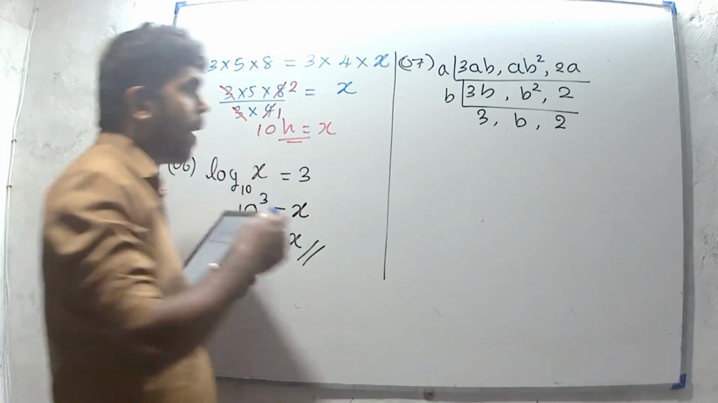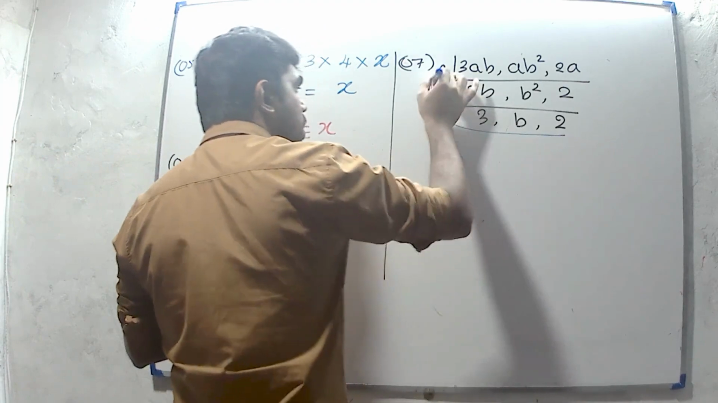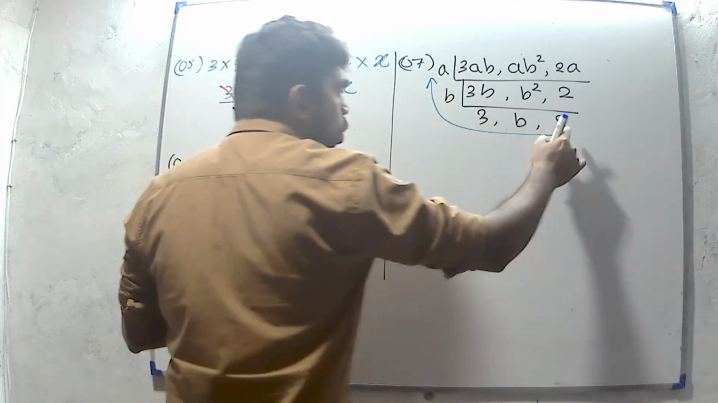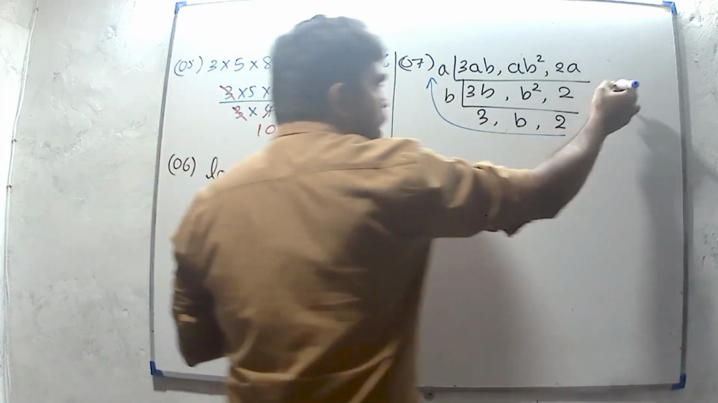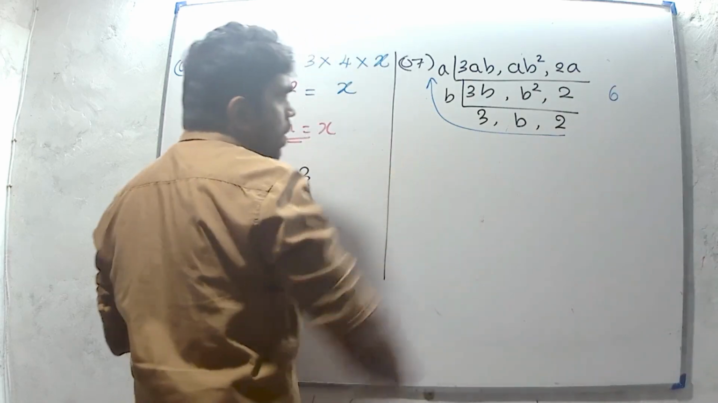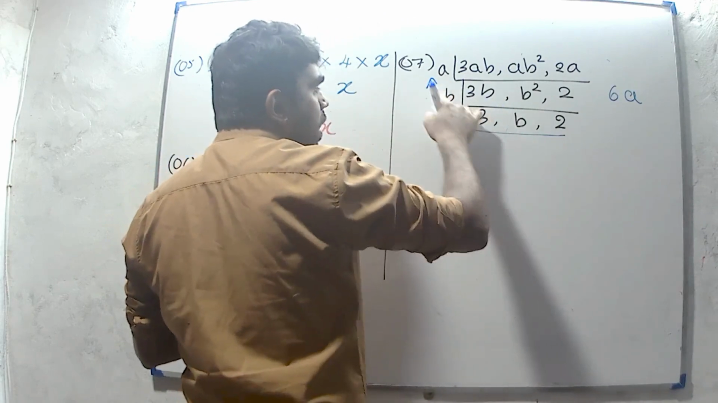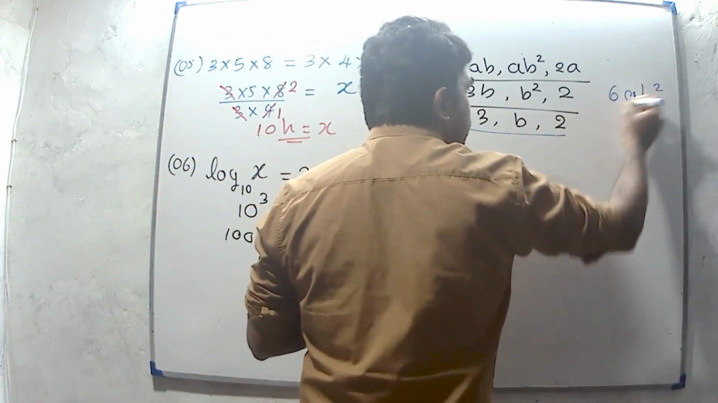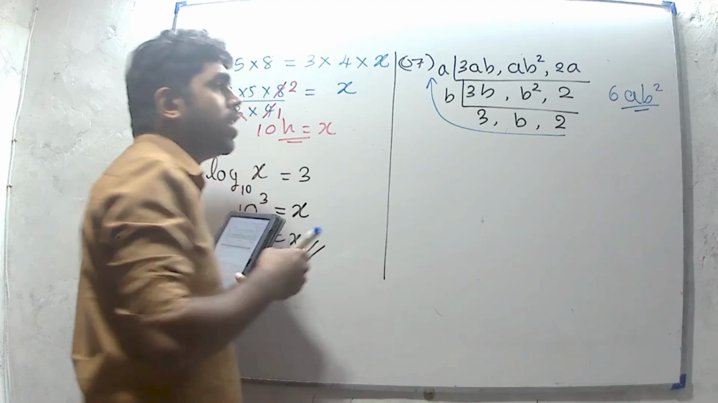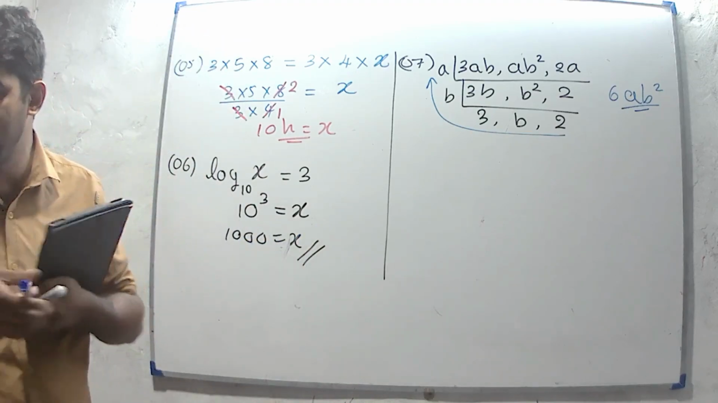Then we have to multiply these whole numbers to get the LCM. 2 into 3 is 6. Product of numbers is 6. There is only one a term, so we write it. There are two b terms, b squared. 6ab squared is the answer. The least common multiple is 6ab squared.